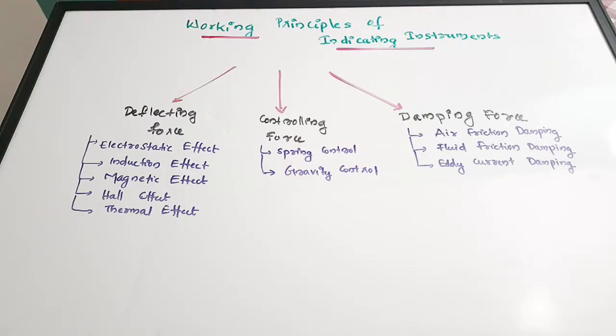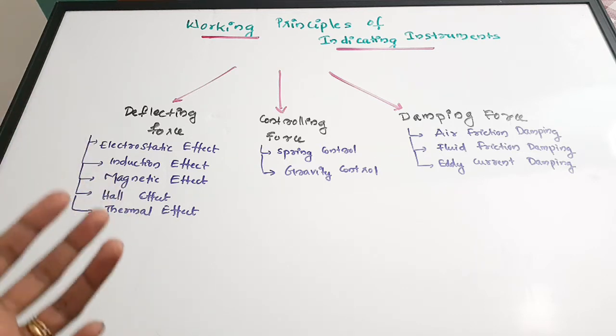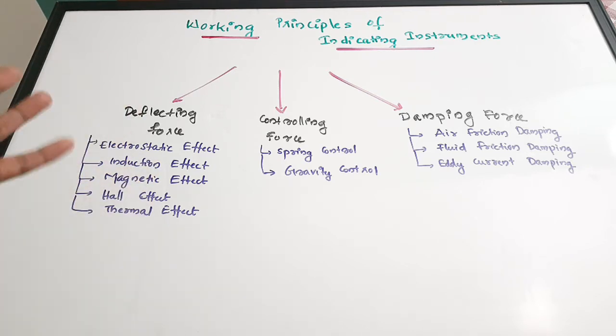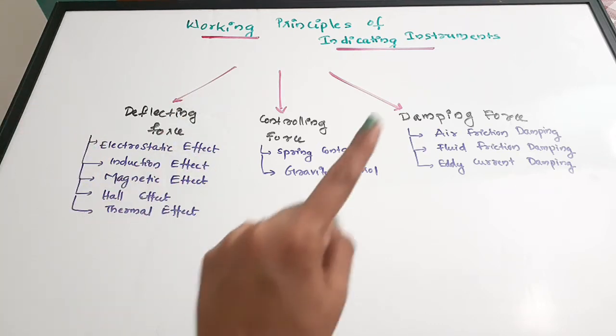Now let's see the working principles of the indicating instruments. So in today's video, we are going to discuss the working principle of indicating instruments. We have discussed the types or categories of instruments, and in that category there is one type called indicating instrument. And in the indicating instrument, what actually leads to the measurement or the indication to happen? That is classified as three types of forces that cause the device to indicate, or to show us the measurement. That can be either deflecting force, controlling force or damping force.